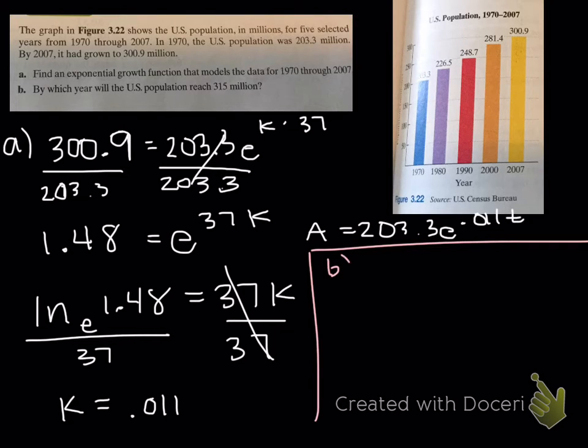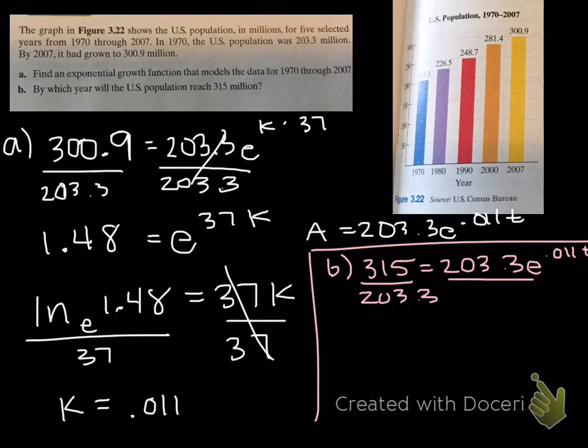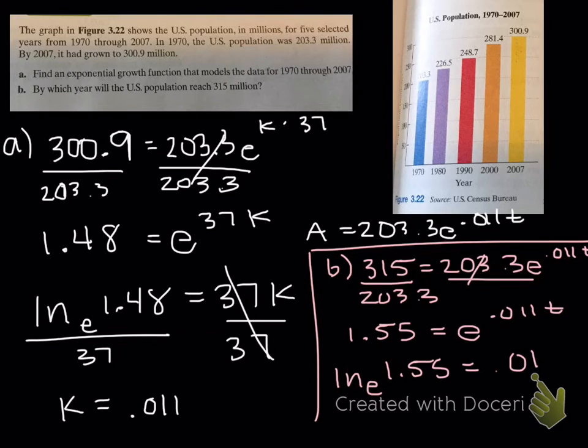So now for letter B, I have 315 equals 203.3 e to the 0.011 t. And you're going to notice that the process we use to solve is almost identical. So again, we would divide by this 203.3. So we get 1.55 equals e to the 0.011 t. And now we put it in natural log form. So I have ln e of 1.55 equals 0.011 t. And then we divide both sides by 0.011.